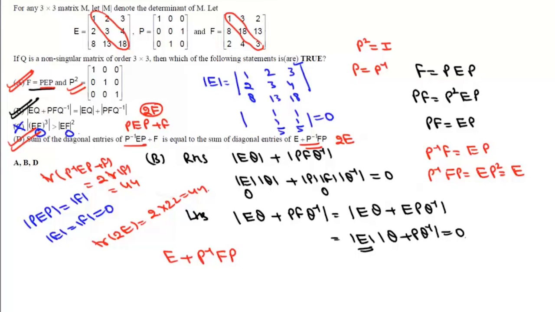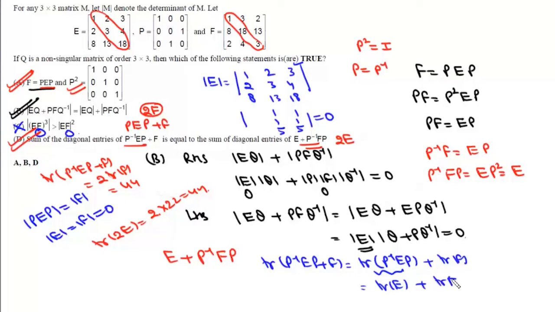This fourth option we can also do using properties of trace. Now we know that trace of P inverse EP plus F will be equal to trace of P inverse EP plus trace of F. Now trace of P inverse EP will be trace of E, and this is trace of F. In the same way, for the second one also we can show it is equal to trace of E plus trace of F. So for both the matrices, the sum of diagonal entries will always be the same.